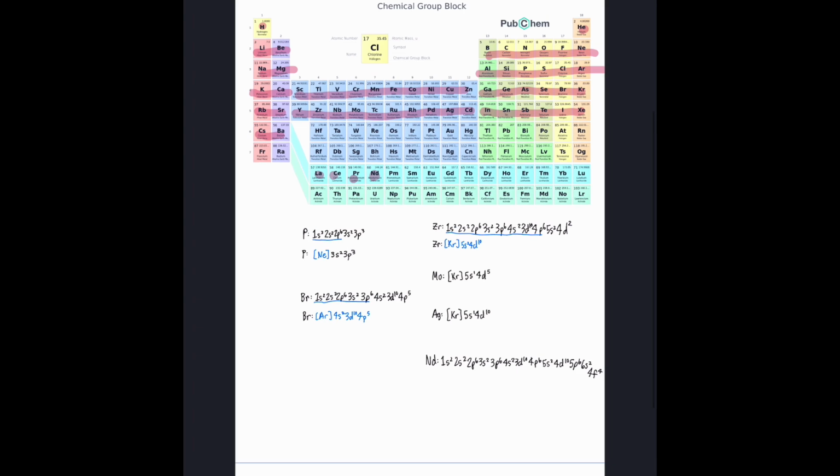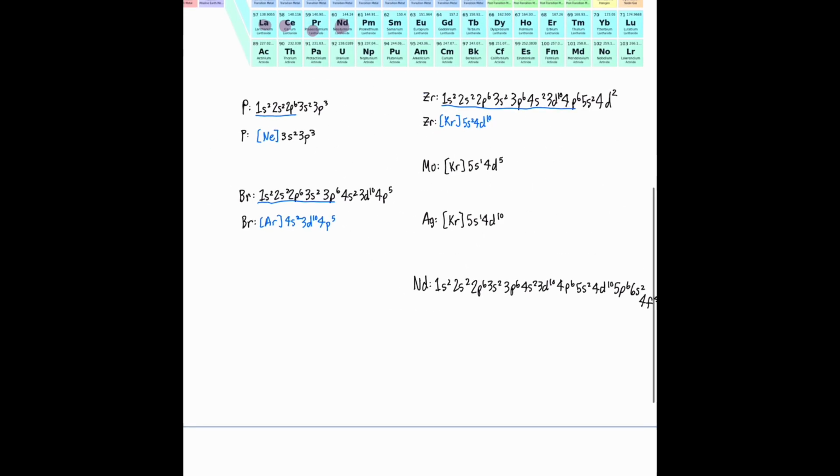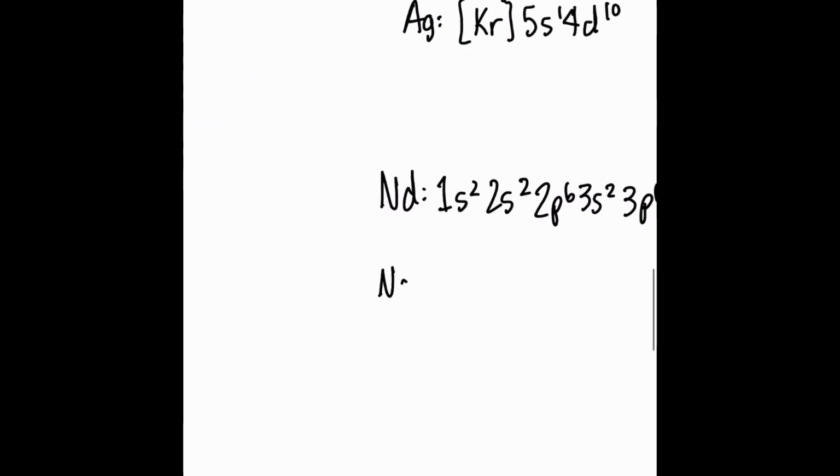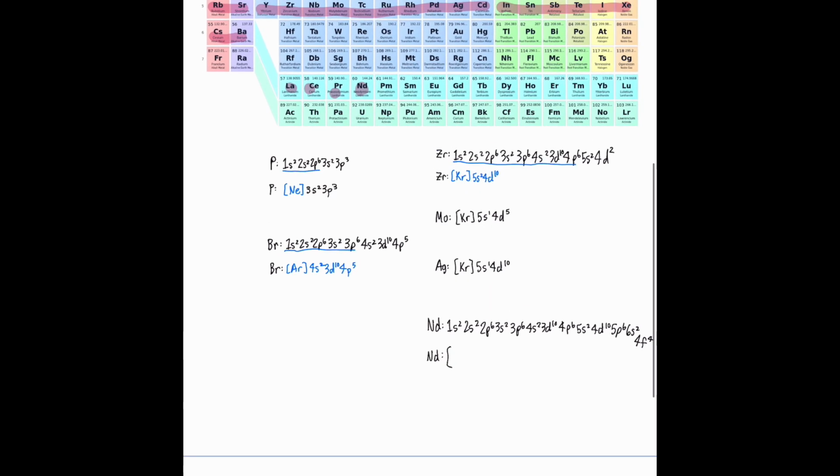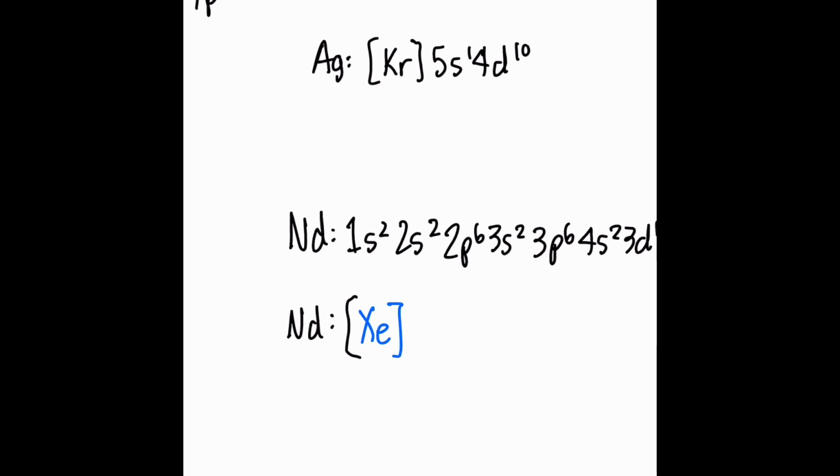Perfect. All right, so that is a great example of how to do electronic configurations, both in expanded and condensed version. If you guys have any questions, just let me know. Let's do this one for neodymium really quick. And it is going to be bracket the last noble gas, which is in this case going to be xenon. Bracket xenon. And it's going to be at that 6s2, 4f4.